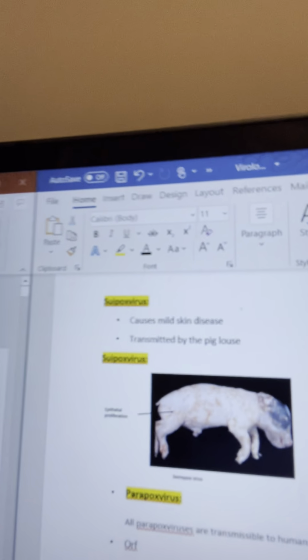And then we have swinepox virus, which causes mild skin disease. It's transmitted by the pig louse. And that's what this looks like here.